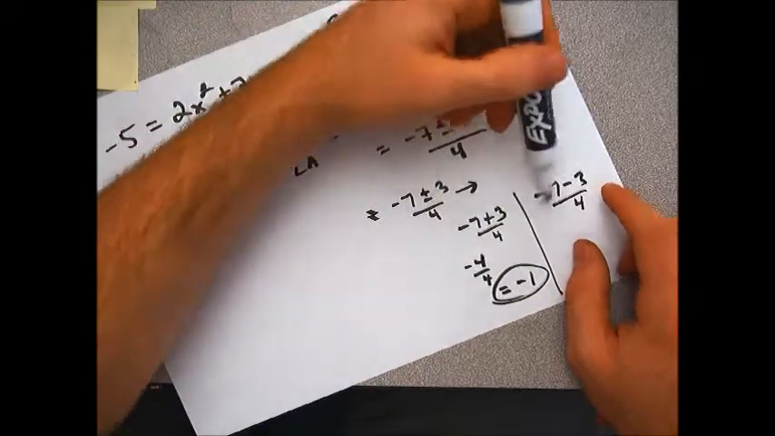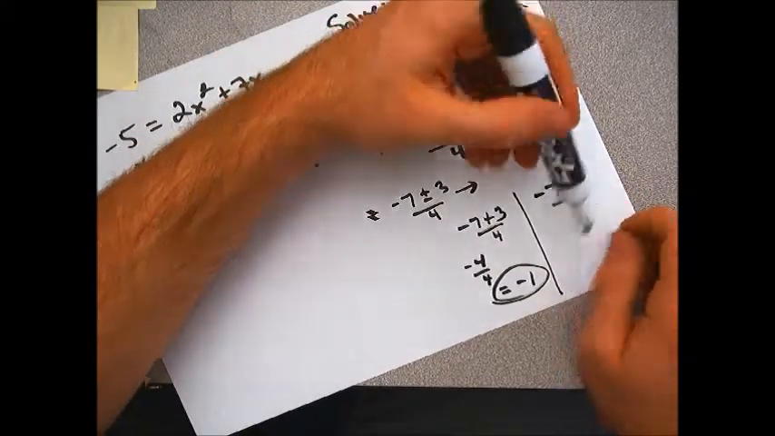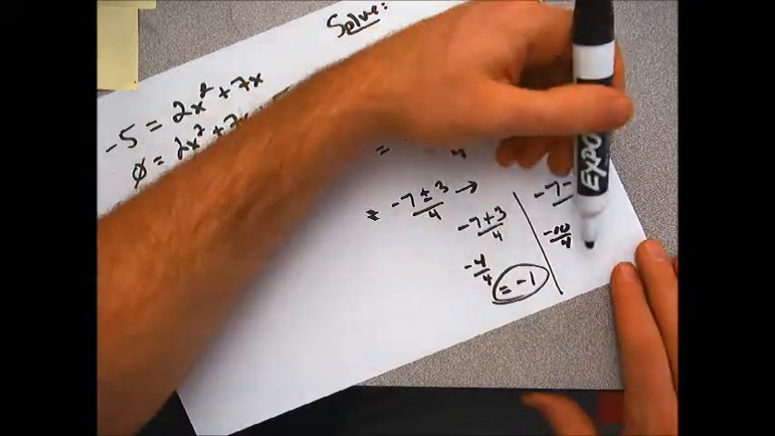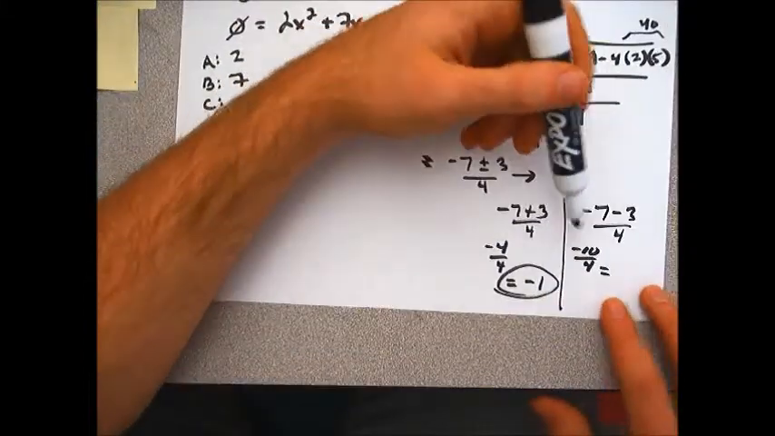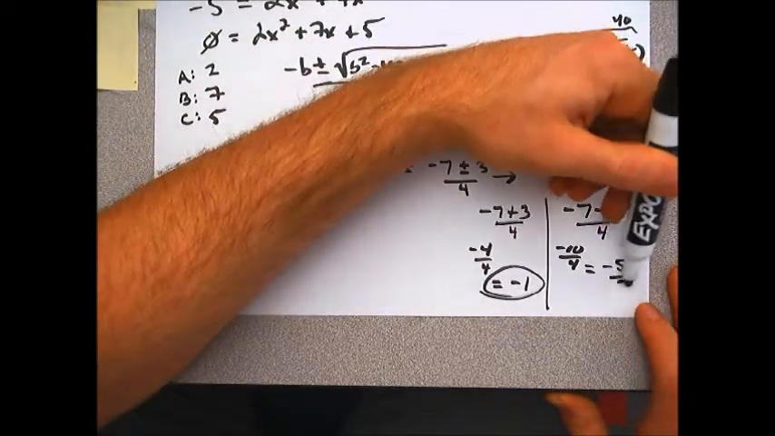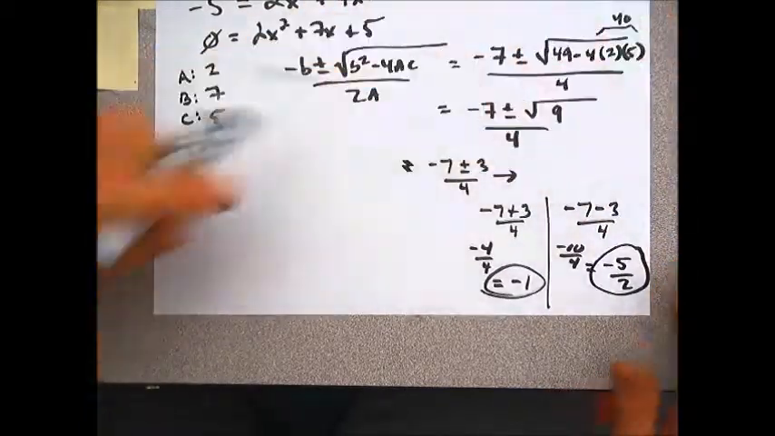Go to the other side. Negative 7 minus 3 is negative 10 over 4. And negative 10 over 4, when we simplify that, is really equal to, divide the top and bottom by 2. And that gives us negative 5 over 2. You could also call that negative 2.5.